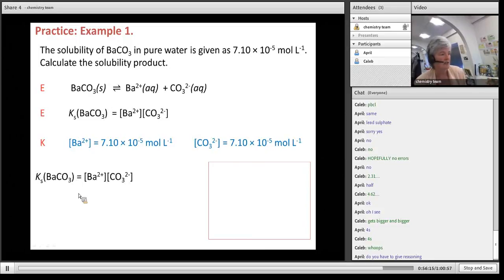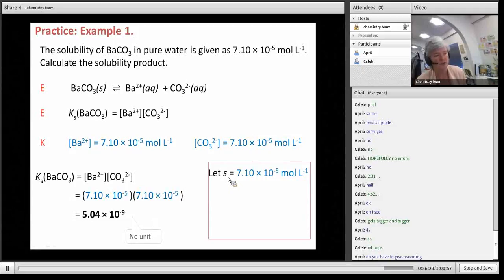So here's the long way, because you were given the solubility and I don't have a unit, I can just say let S be equal to the solubility. S for solubility, that's all. You could have made it X or A or B or whatever you want. And then you just simply use the shortcut, Ks is equal to S squared, square the value and get the same answer. I recommend you use the shortcut, but it's up to you.